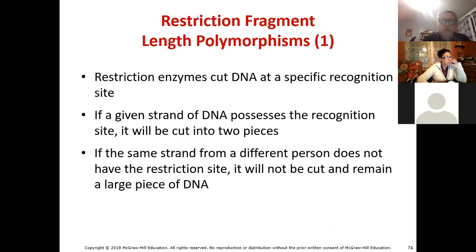We go back to our restriction enzymes. The restriction enzymes, as we said before, cut DNA at specific recognition sites. If a given strand of DNA possesses the recognition site, it will be cut into two pieces. If the same strand from a different person does not have the restriction site, it will not be cut and will remain a large piece of DNA.